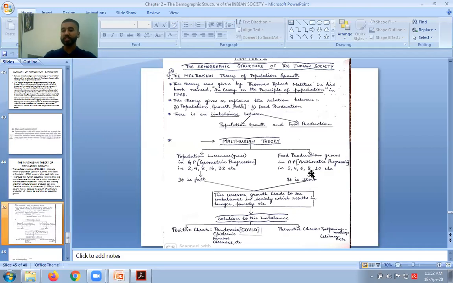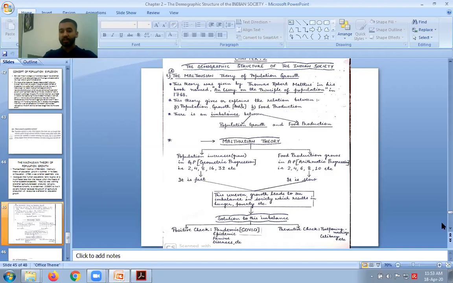Arithmetic progression goes at a constant pace: 2, 4, 6, 8, 10. So there is a constant progression in food production. 2, then addition of 2 gives 4, then addition of 2 gives 6, then 8, then 10, and it just goes on. But our population is increasing at a much faster rate. So he was worried about this imbalance.